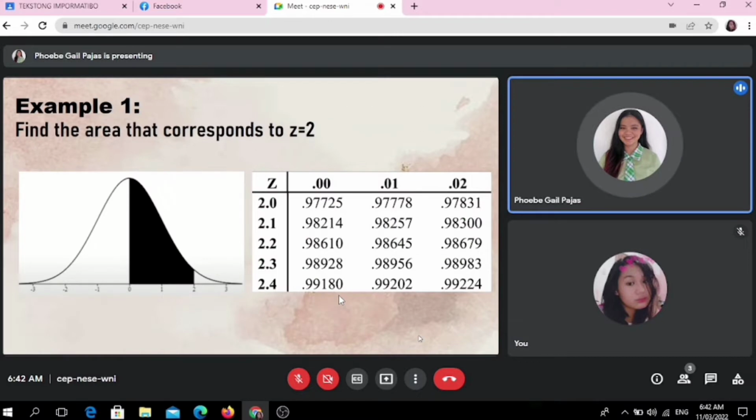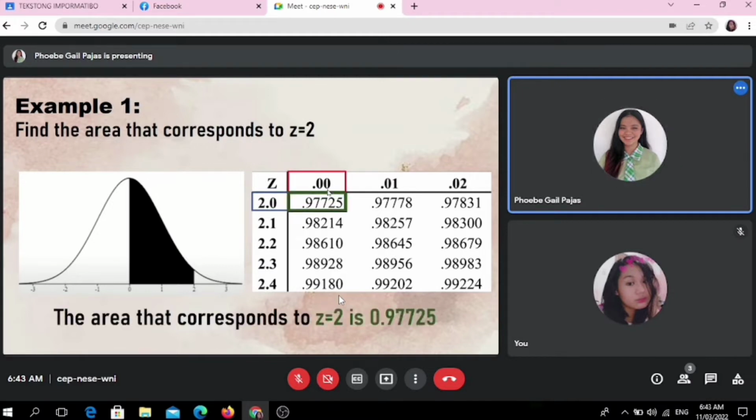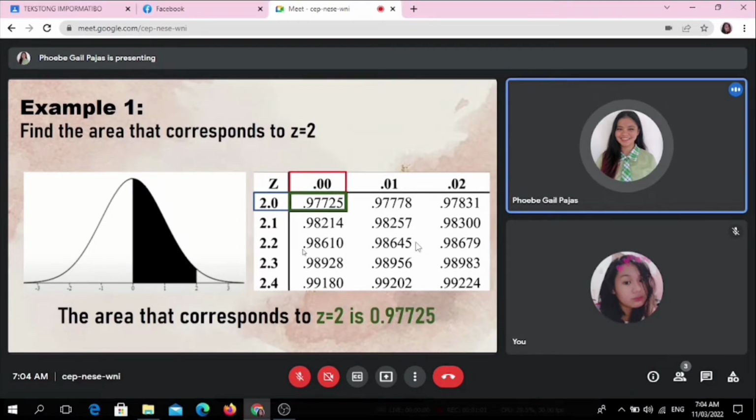We have here example number 1. Find the area that corresponds to z = 2. Since 2 has no decimal, we will only align it to 2.0. We will also align it here on 0.00 since it has no decimal. So, our area that corresponds to z = 2 is 0.97725. So, paano ba natin ma-determine yung normal curve?